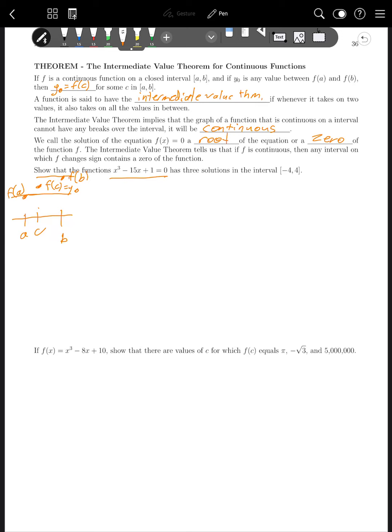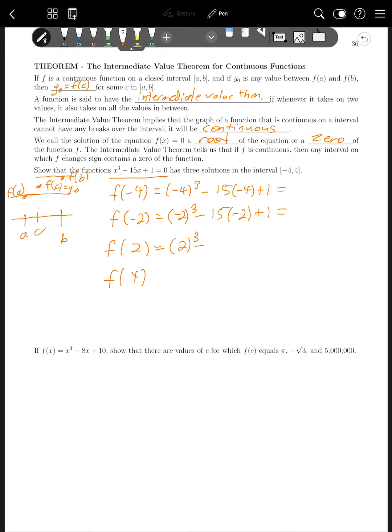So if I start, I could try f of -4, and based on the values we kind of look at, we could find f of -2, f of 2, and f of 4. Okay, so if I plug those values in, that'd be -4 cubed minus 15 times -4 plus 1. -2 cubed minus 15 times -2 plus 1. 2 cubed minus 15 times 2 plus 1. And finally 4 cubed minus 15 times 4 plus 1.